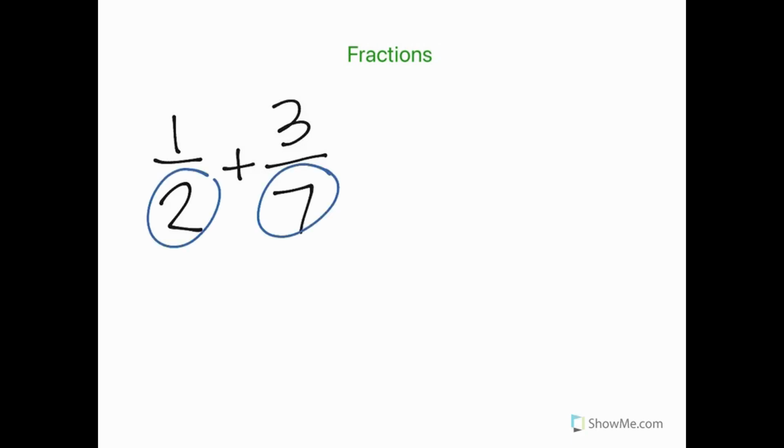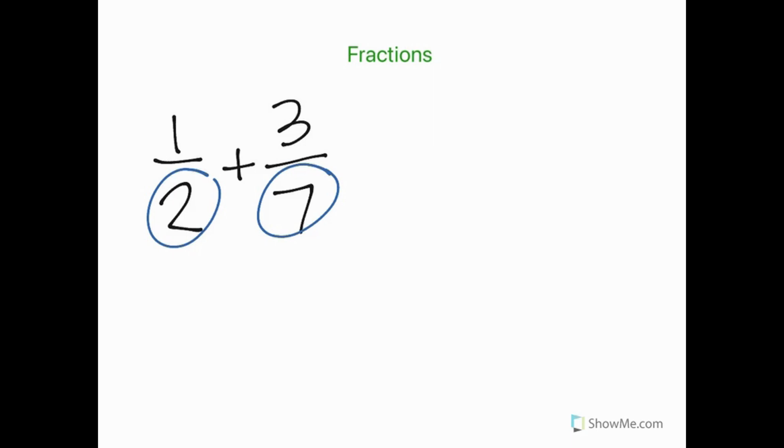Now, when we have a problem that has different denominators, that's called unlike denominators. That's when the numbers on the bottom of the fraction are different. Let's do an example of how we would solve that. Say we have 1 over 2, 1/2, plus 3 over 7. See how the denominators are different? The denominators are different. We need to find a way to get them to have a common denominator.